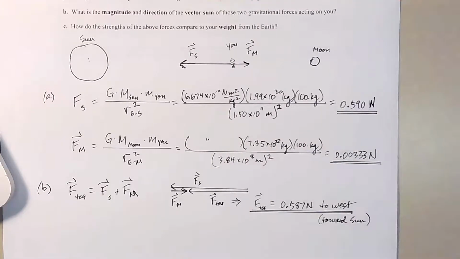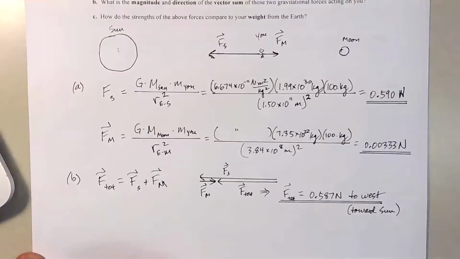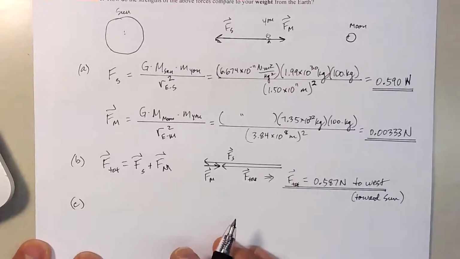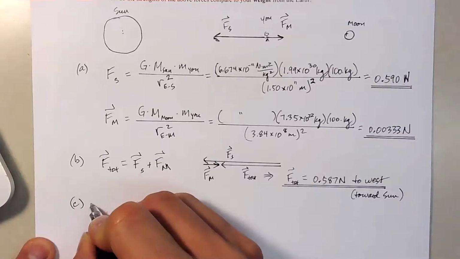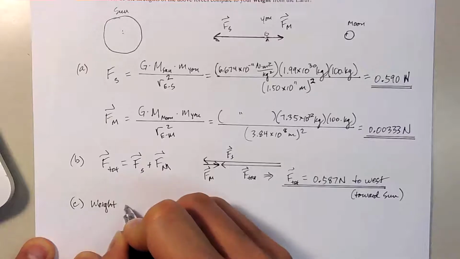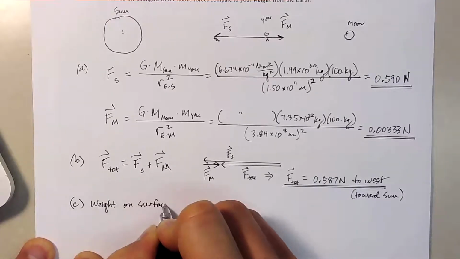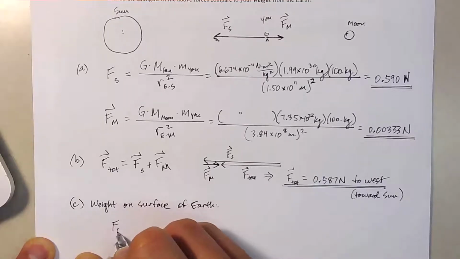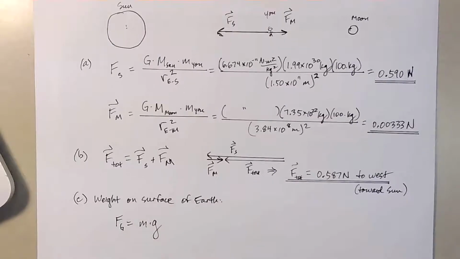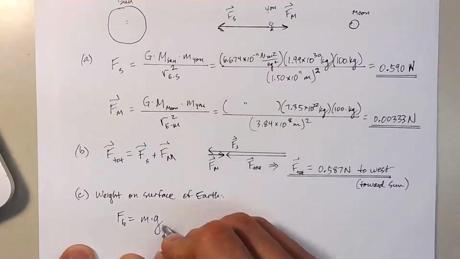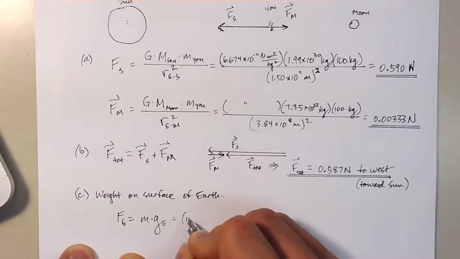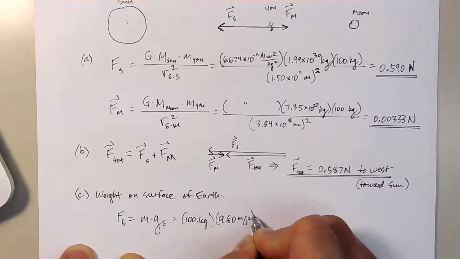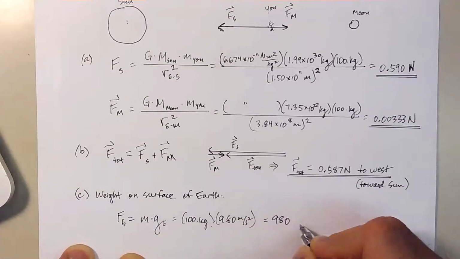So it's just a one-dimensional vector addition, pretty straightforward. What is the strength of our weight from the Earth? While we're standing on the surface of the Earth, we know that our weight is equal to m times little g for the Earth. So that's going to be 100 kilograms times 9.8 meters per second squared, and that's 980 newtons.